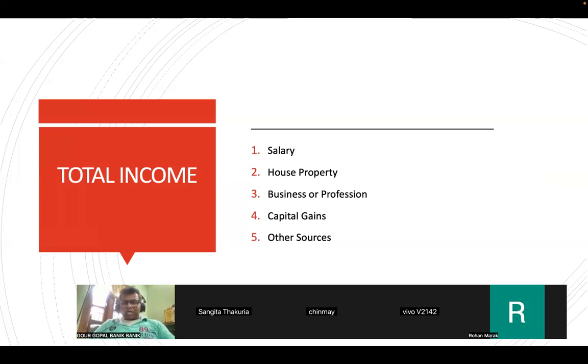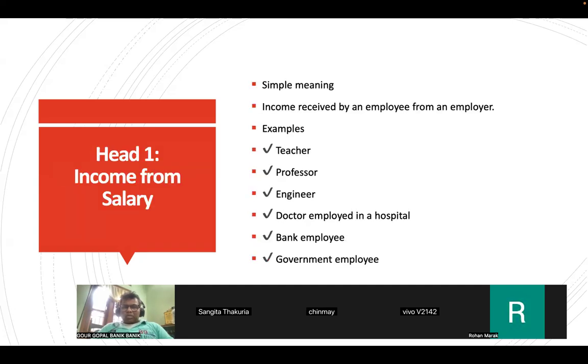All of you know: income from salary, income from house property, business or profession. You have to know the difference between business and profession, because for ordinary people it is a different thing, but you are going to be income tax practitioners, so it matters, and you are researchers, it matters. Then capital gains, and what does not fall in the four goes into other sources: income from other sources.